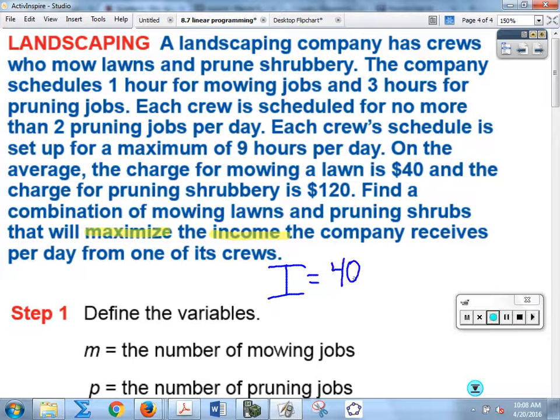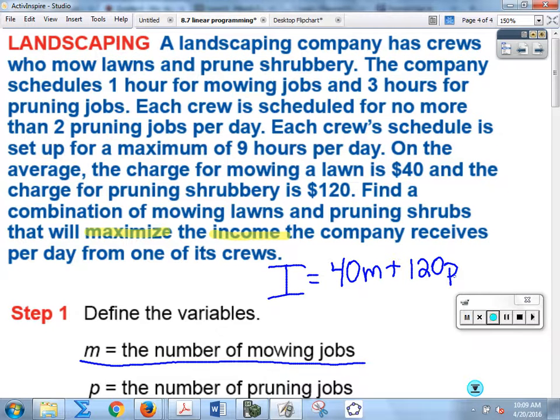So you're going to make $40 times the number that you mow, right? So if I let M, this is where it's hard. You can figure out your variables. M is the number of mowing jobs, and I make 40 times M, that's how much I make mowing. And how much do I make pruning? 120 times however many pruning jobs I have. So M is my mowing jobs, P is my pruning jobs.